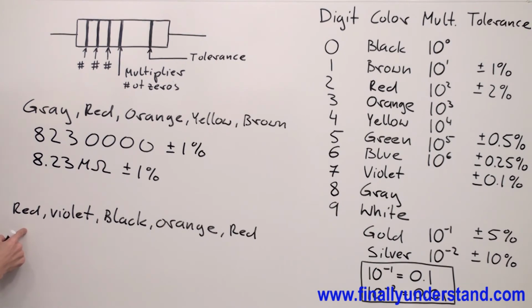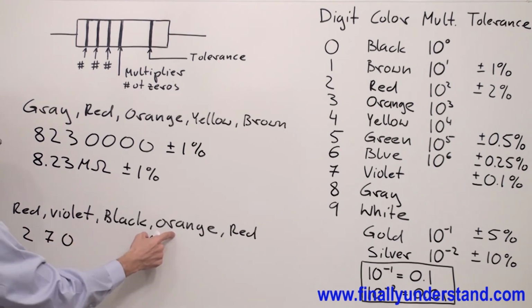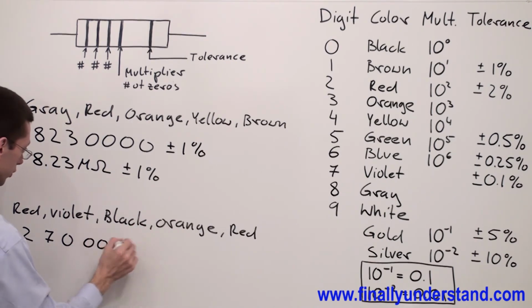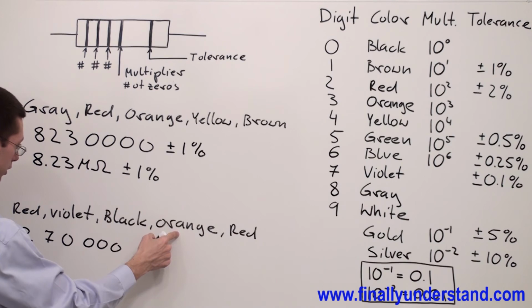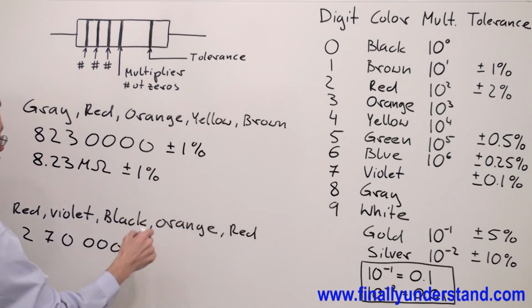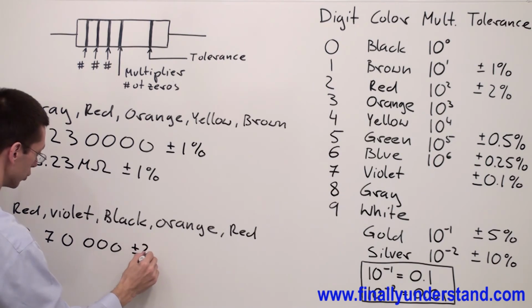Let's take a look at the second one. I have red. Red is 2. Violet is 7. Black is 0. Orange is telling me how many zeros I'm going to have. 1, 2, 3, because orange represents 3. Red represents tolerance 2%, plus minus 2%.